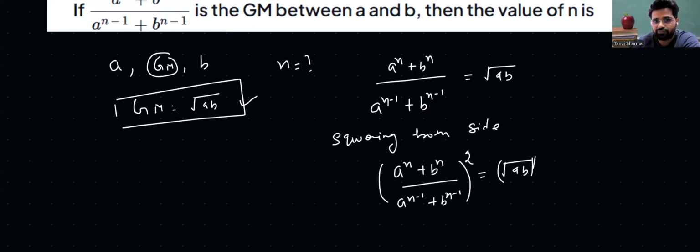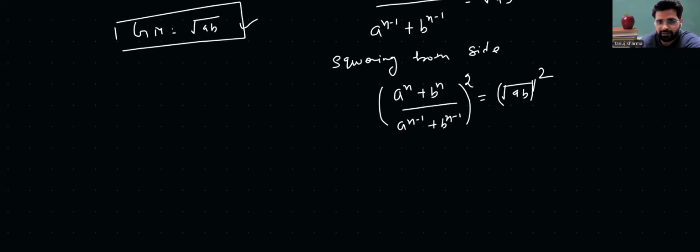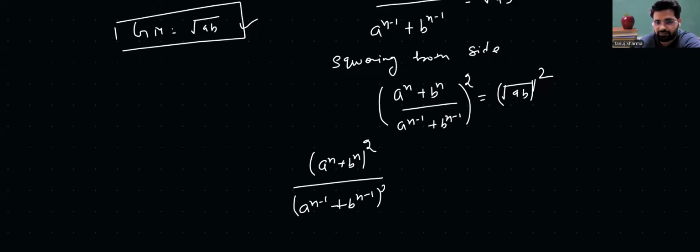When we square both sides, we get (a^n + b^n) whole square divided by (a^(n-1) + b^(n-1)) whole square. The square root and the square cancel out, so we get ab. And what rule are we going to apply here? The exponent rule, which says that if a by b is raised to power n, then the power is distributed to both of them.